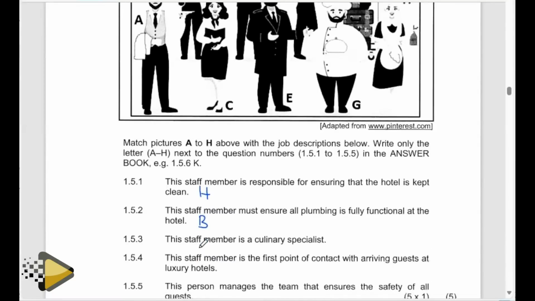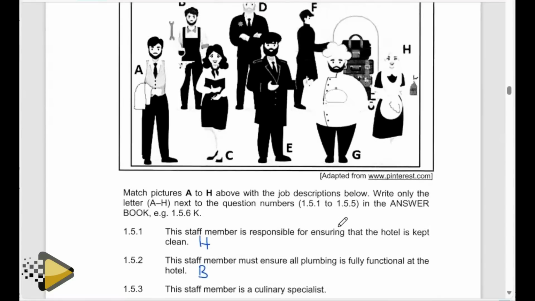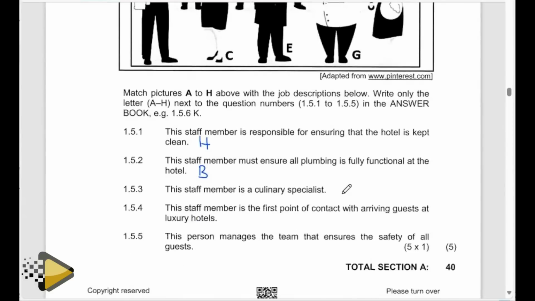Moving on to the third question. This staff member is a culinary specialist. A culinary specialist is someone who specializes in the preparation of meals and beverages, in the preparation of food and beverages. So that is mainly done by a chef. So the letter G actually represents a chef, or it matches the description of a chef. So the letter G is the correct answer there.